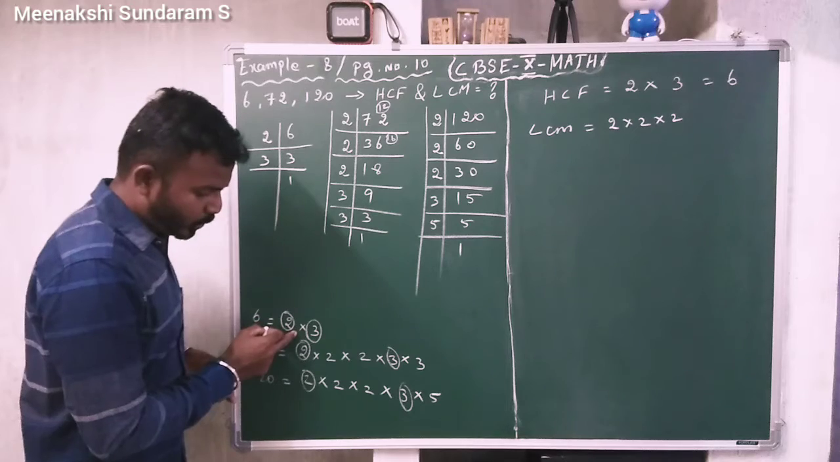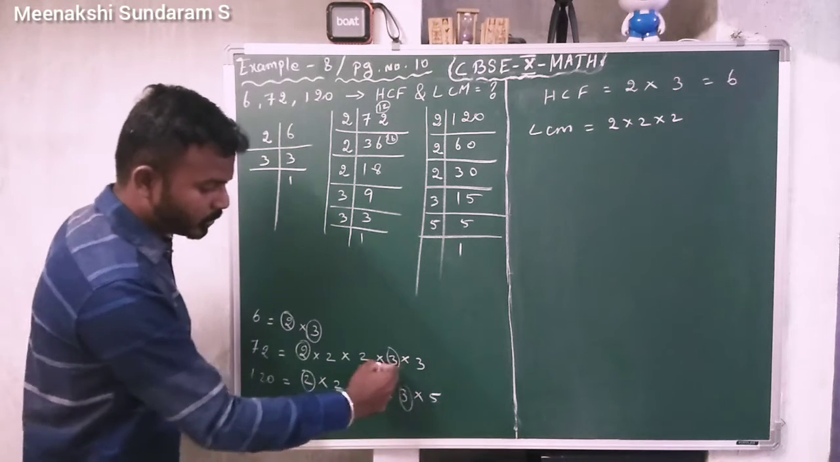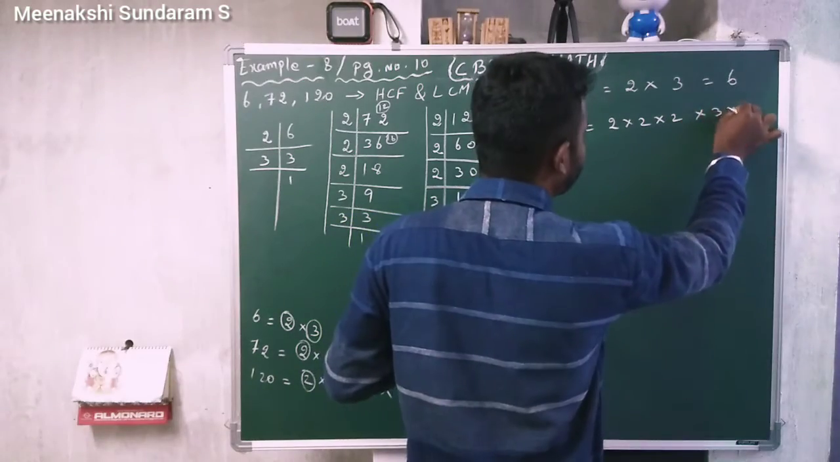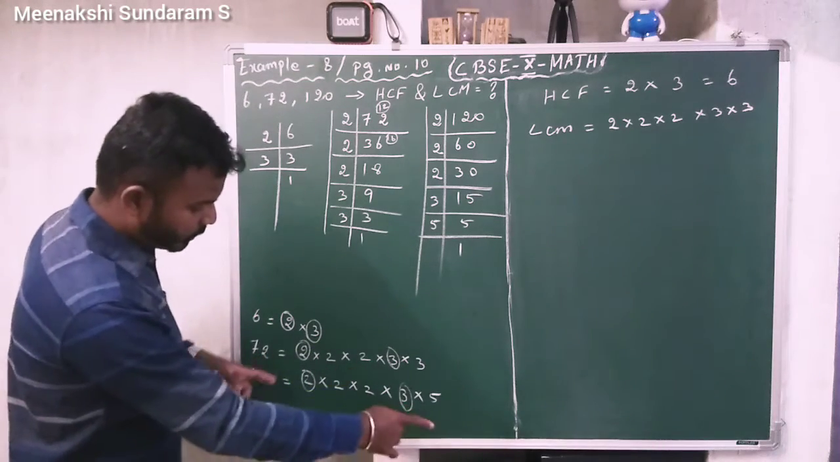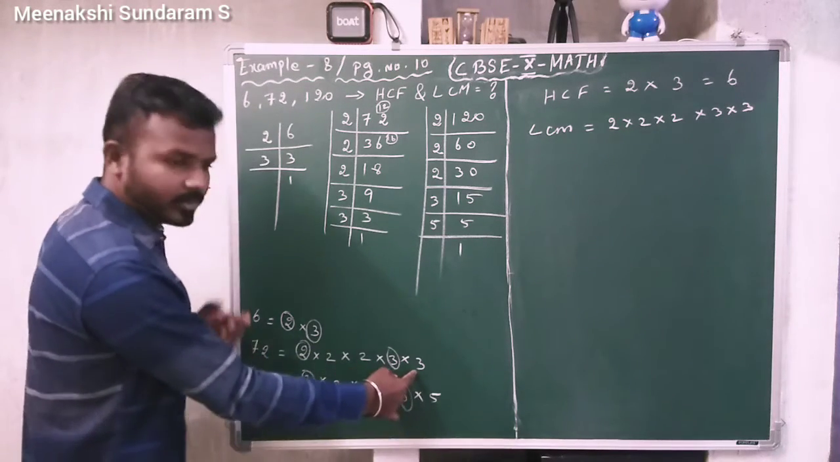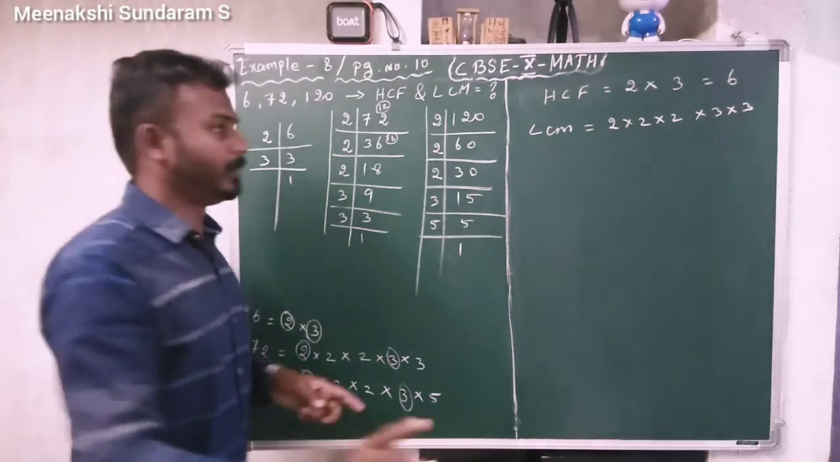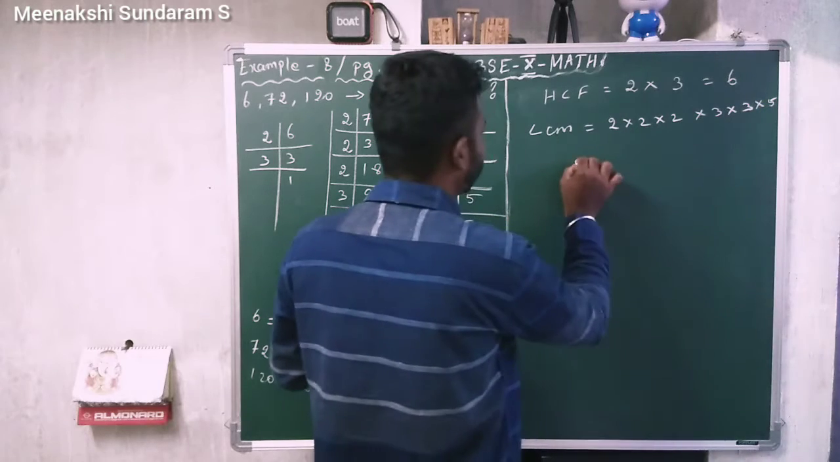Here 3 occurs only 1 time, here 3 occurs 2 times, here 3 occurs only 1 time. So it occurs at most 2 times, and you can take 3 into 3. Next number 5. 5 occurs here 1 time, here there is no 5, here also no 5. So it occurs only 1 time, and you should take 1 time, into 5.